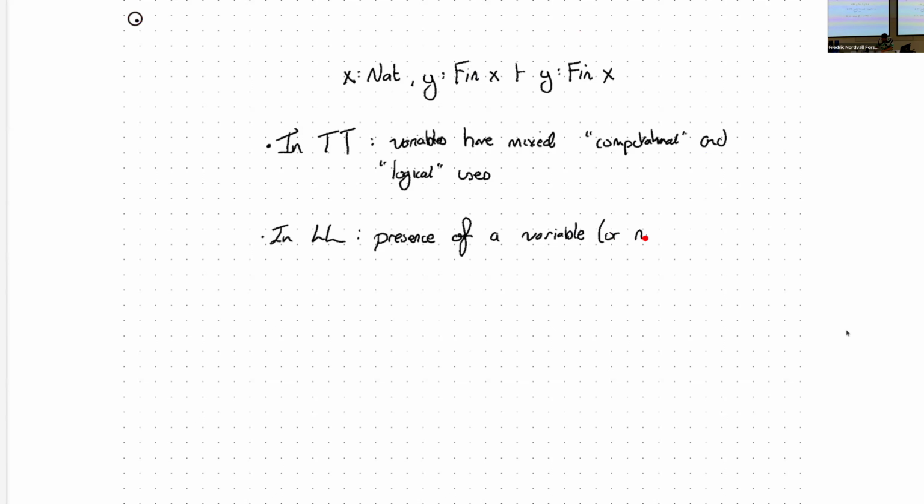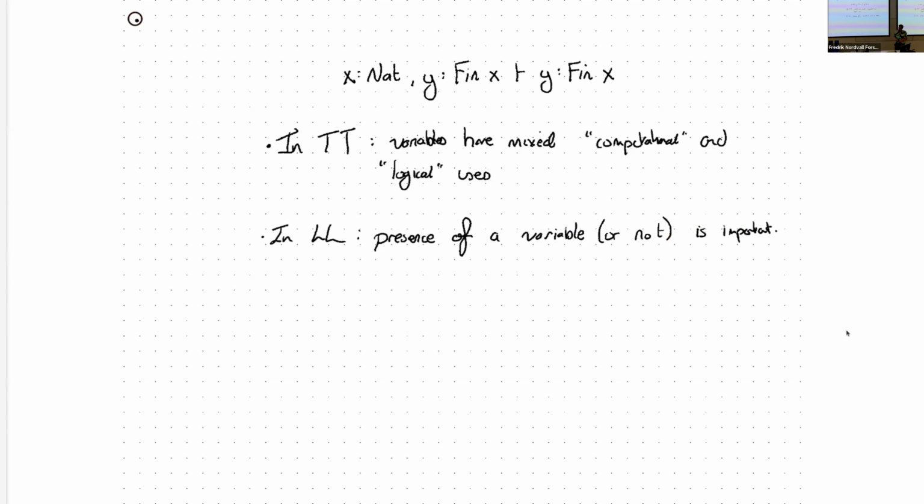The presence of a variable or not is important. But for type theory, we can just weaken this by adding more variables, and it just weakens the logical statement of the judgment, but it doesn't affect the derivability. So how can we fix this?